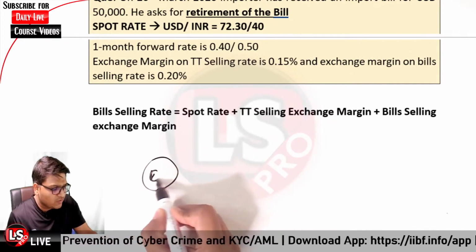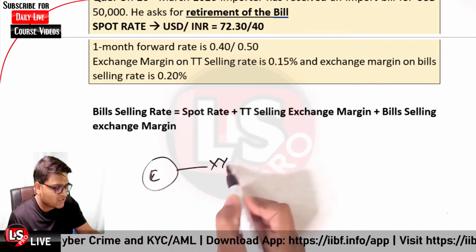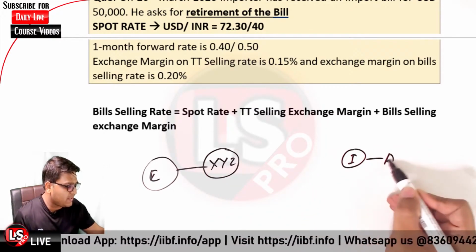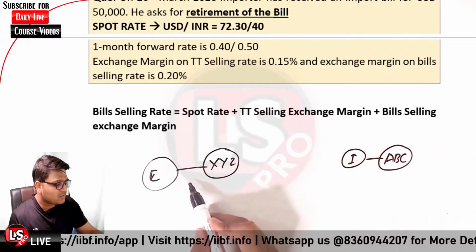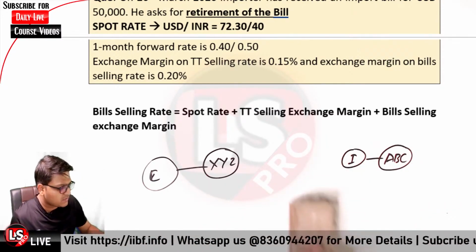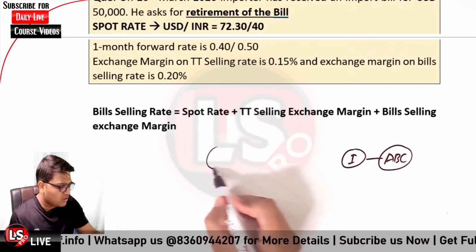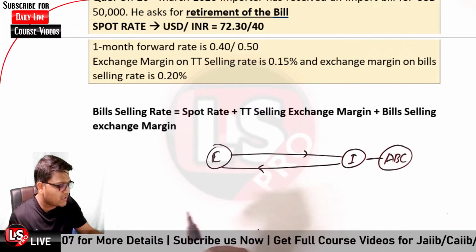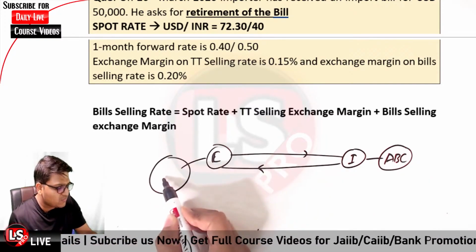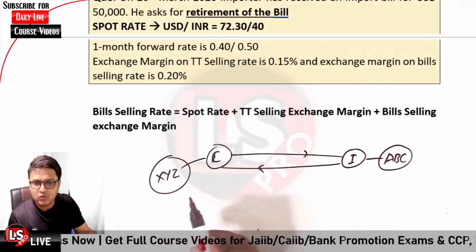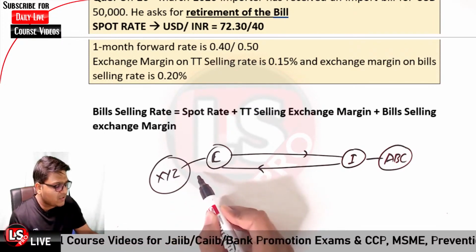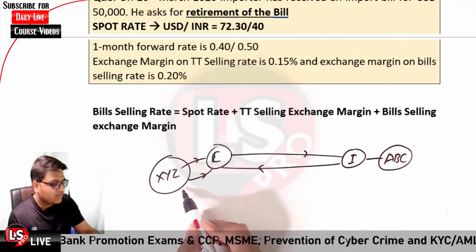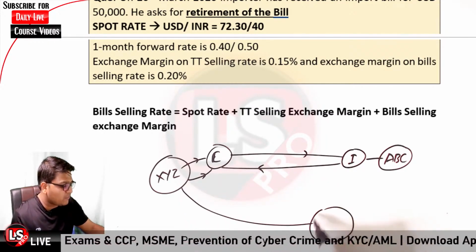Person E is here in India, dealing with the bank XYZ, and person I is here in USA, dealing with the bank ABC. A bill was drawn by the exporter, accepted by the importer and given back to the exporter. Now E went to the bank XYZ to discount the bill. XYZ bank will discount the bill, credit the exporter simultaneously, and send the bill through its correspondent bank for presentation.